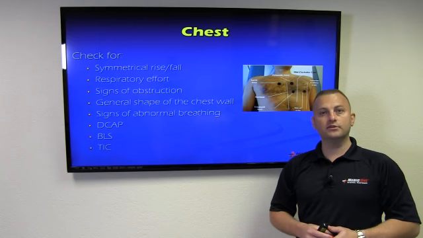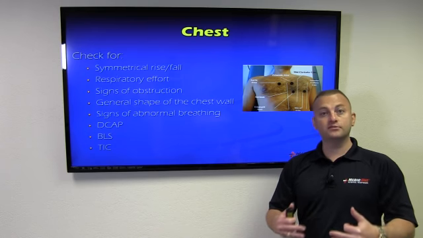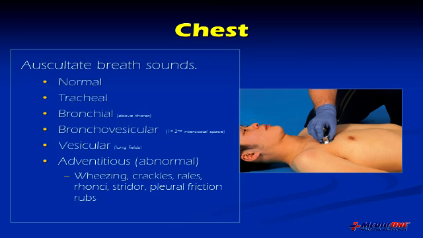We also need to be looking at the chest. We want to describe the chest wall. We want to describe its shape. We want to describe the rise and fall. Is it equal? When we're auscultating breath sounds, we need to be assessing, are they normal or abnormal? We're going to listen to breath sounds over the tracheal region or the bronchial region, which is above the thorax, the bronchovesicular region, which is between the second and first intercostal space, the vesicular region, which is the lung fields.